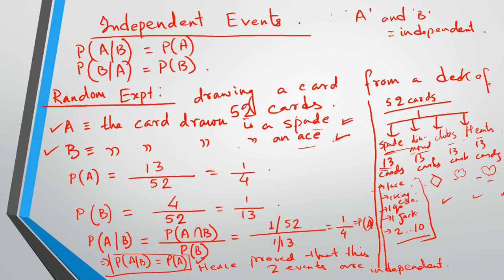Similarly, you can actually prove P of B given A equals P of B. I request you guys to do this on your own. You will do the same thing, P of B intersection A divided by P of A, and try to find that, and see it will come as P of B. This is a very simple thing to do.